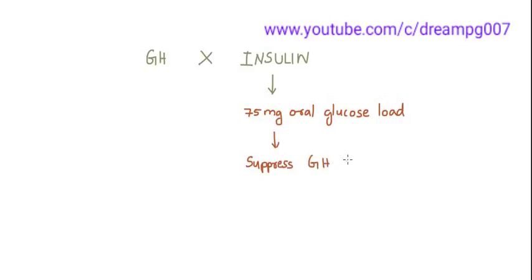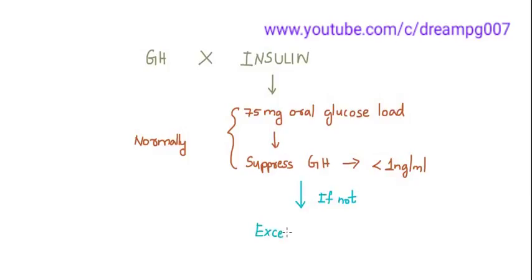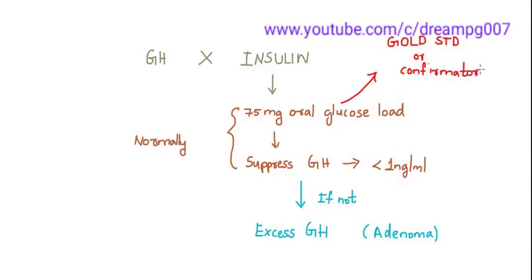Normally in the human body, growth hormone and insulin are opposite in action. Insulin suppresses the growth hormone in the body. So a 75 gram oral glucose load test is used to detect the growth hormone excess. Normally that level of glucose produces insulin that suppresses the growth hormone to less than 1 nanogram per ml. If it is not, then there will be excess growth hormone present in the body, probably due to an adenoma in the somatotroph. So the gold standard or the confirmatory test for growth hormone excess is the 75 gram oral glucose load test.